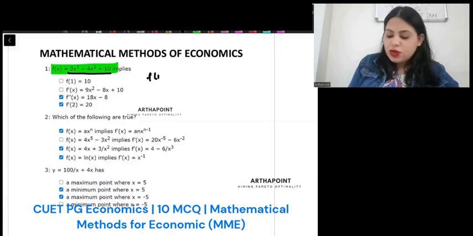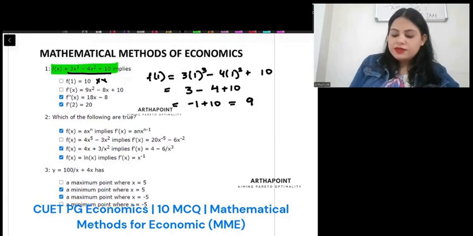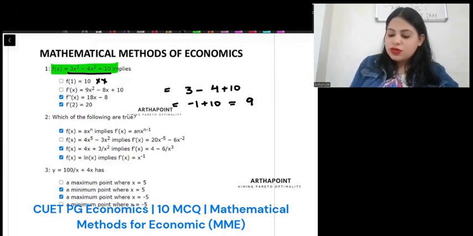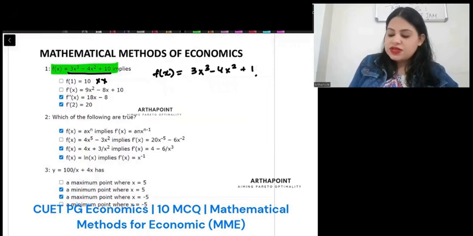अच्छा, so when f of x is this, f of 1 क्या हो जाएगा? What will be f of 1? It will be 3 times 1 cube minus 4 times 1 square plus 10. तो ये हो जाएगा 3 minus 4 plus 10, which is 9. So ये incorrect है. Right? Come to the second option, f dash x. So beta, if f of x is 3x cube minus 4x square plus 10, f dash x will be 9x square minus 8x. तो ये गलत हो गया, plus 10 would not come.